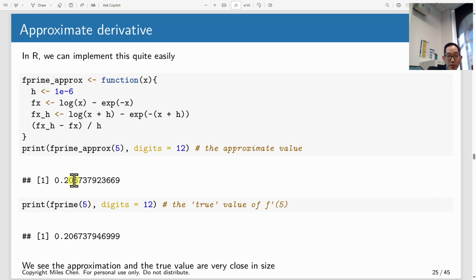2067379. And it's after the 9 on the approximation I have 23669. On the actual value, it's 2067379, and then only these last few digits, 46999, are a little bit off. Over here, it's 23669. But other than that, I'd say accurate up to seven decimal places is pretty good. Because again, we're going for approximations, and I'd say yes, indeed, we do have a pretty good approximate answer here.